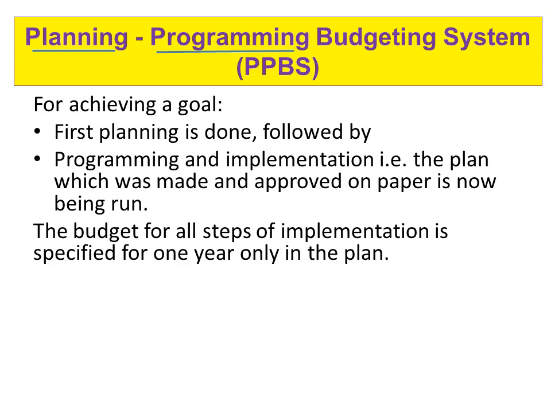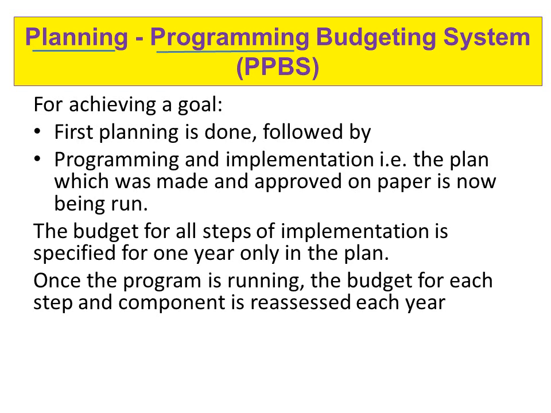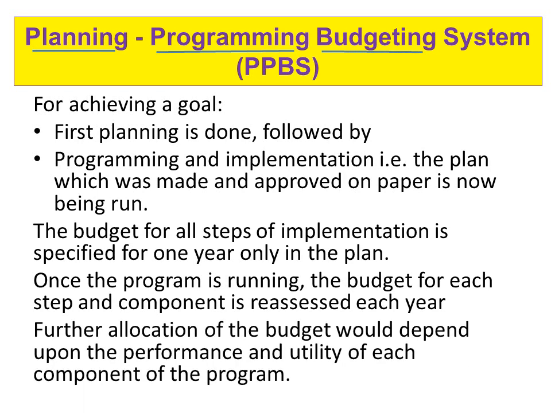For the next year onwards, once the program is running, the budget for each year, for each step and each component of the program is reassessed every financial year. And the further allocation of the budget for that year would depend upon the performance and utility of each component of the program. So the budget has to be justified. So first planning, followed by programming, followed by budgeting each year is a cost saving management technique known as planning, programming, budgeting system.